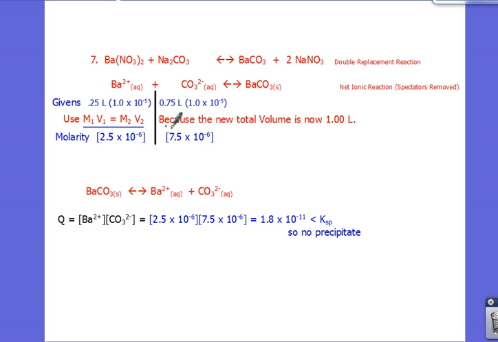I use M1V1 equals M2V2 because the volumes combine together to make 1 liter. And I have new molarities. So those molarities go in here. And if I multiply them together, I get a value that is less than K. 1.8 times 10 to the negative 11 is less than K, which means the reaction will stay dissolved. These guys will stay aqueous. So they are not forming a solid because we have not exceeded the K value.